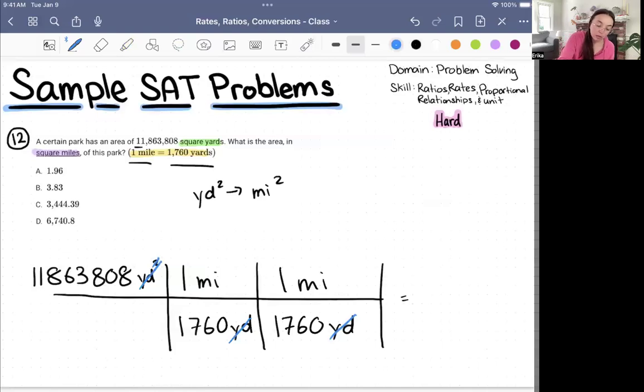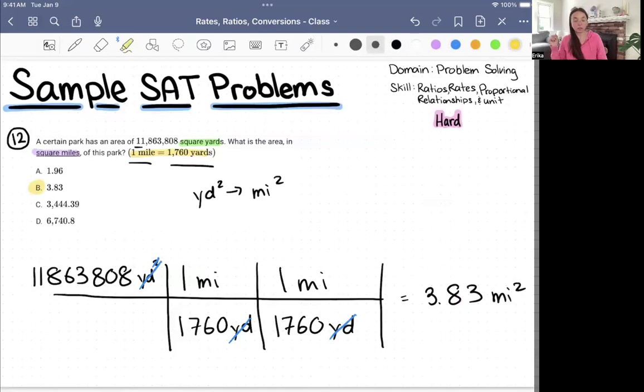And what we're left with is mile times a mile, which is a mile squared, which is exactly the units that we need. So now we can go ahead and use our calculator and calculate this all the way through. So we're going to do the 11 million number divided by 1760 and then divided by 1760 again. And what we're going to get is 3.83 miles squared. So that's going to be B is our answer.